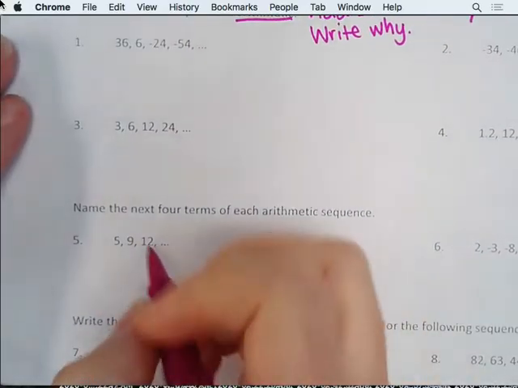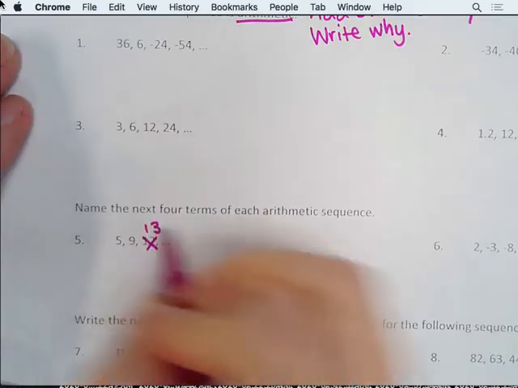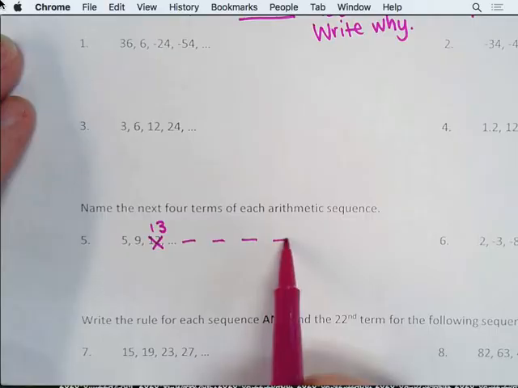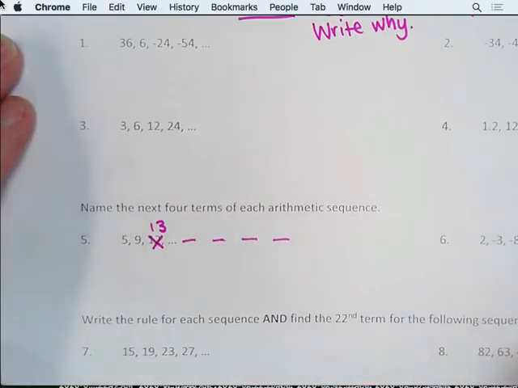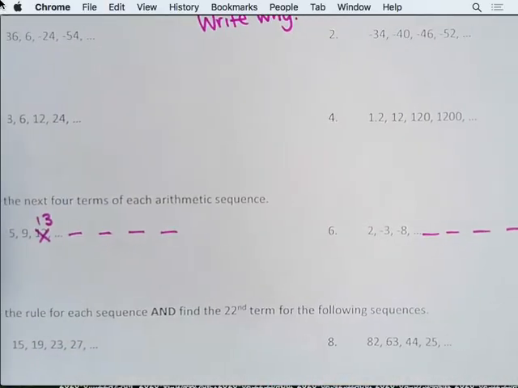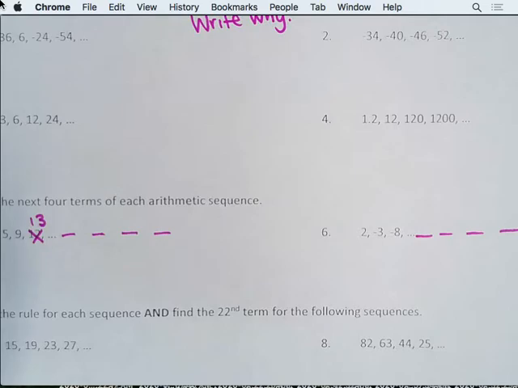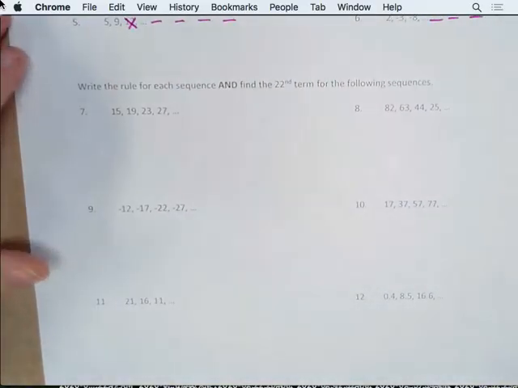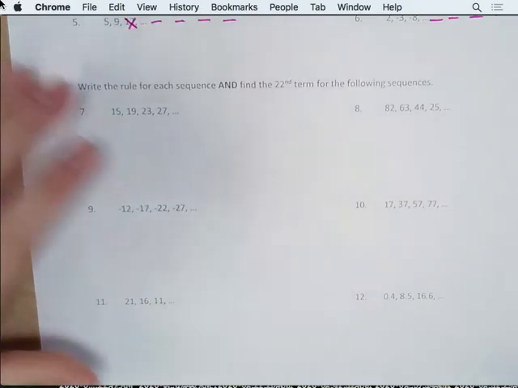For 5, remember I made a mistake on there, and that's 13, and you're writing the next 4 terms in the sequence. So make sure you do that. Okay, let's look at 7 through 12. Do y'all have any that you want me to work out? Okay, let's do 12.